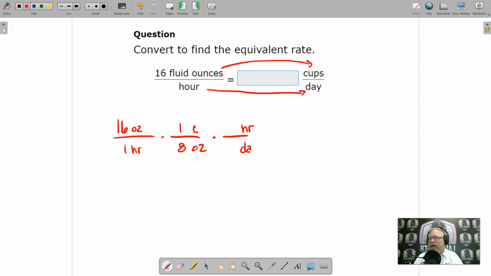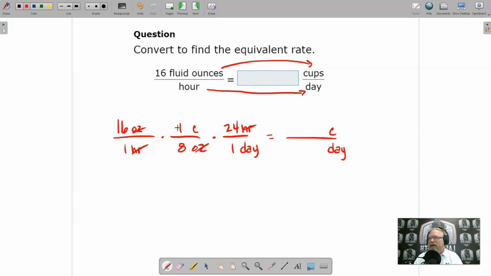I think we're okay there. Day. And in 1 day there are 24 hours, right? So now hours cancels hours. Ounces cancels ounces. What do I have left for the answer? In the top I have cups, which is what I want. And in the denominator I have days, which is what the answer is asking for.